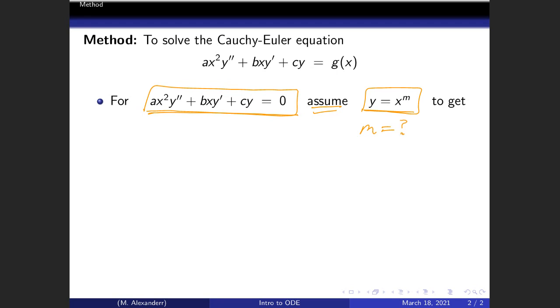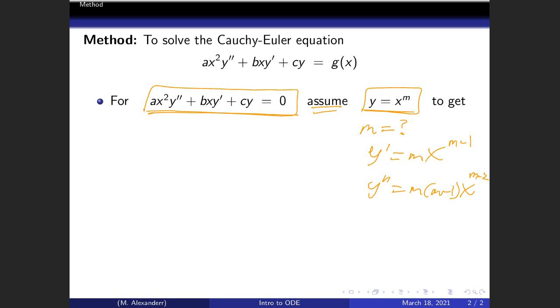In order to figure out the m, we need to find the derivative of the y, which in this case is going to be m multiplied by x to the m minus 1. And now the second derivative becomes m multiplied by m minus 1, and then x to the m minus 2. So we're going to plug that information into the homogeneous equation.